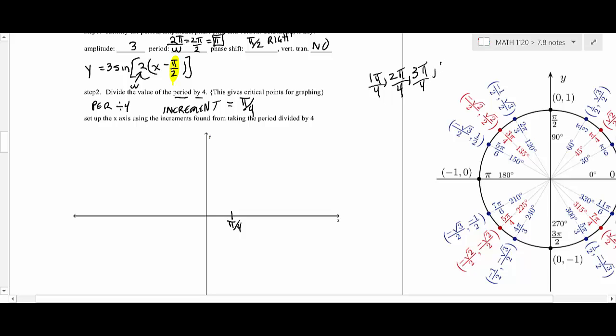So what I'm doing is I'm counting by the numerator. 1 pi, 2 pi, 3 pi, 4 pi. And reduce the fractions as you go. So that would reduce to pi over 2. Then you'd have 3 pi over 4. Okay, and then 4 pi over 4 is pi.